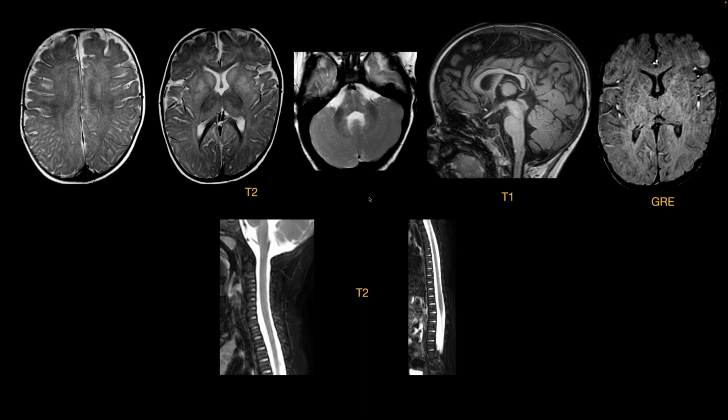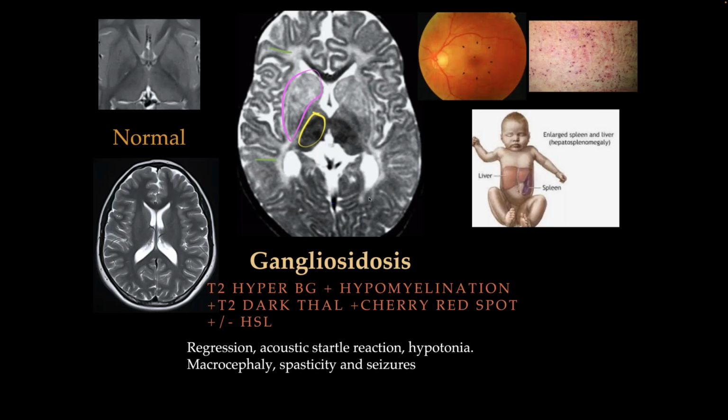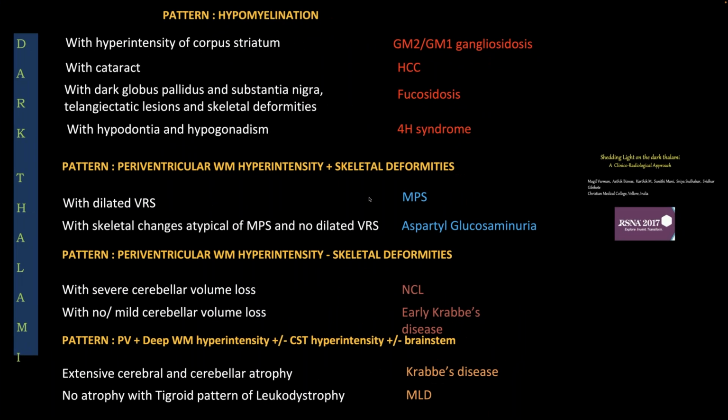So based on this pattern of delayed myelination and involvement of the deep gray nuclei with hyperintense basal ganglia and dark thalami, I thought of the possibility of a storage disorder such as gangliosidosis, which presents with similar imaging abnormalities. This is a paper from the CMC group, which was presented at the RSNA 2017, which has a pattern recognition approach for the dark thalami.